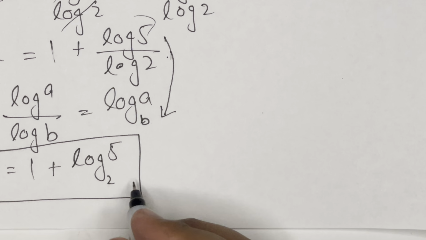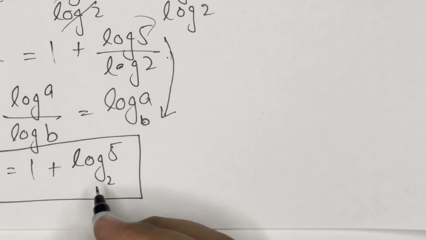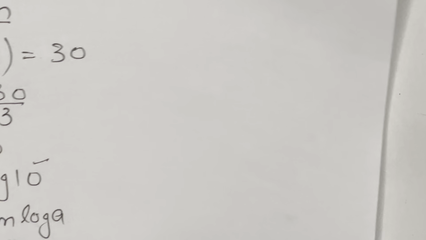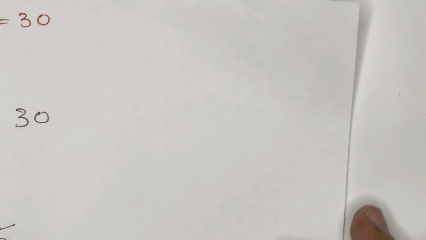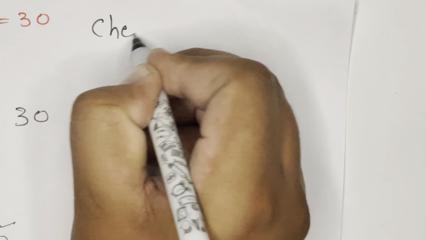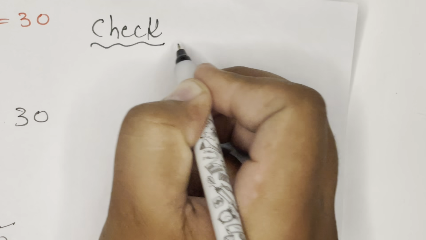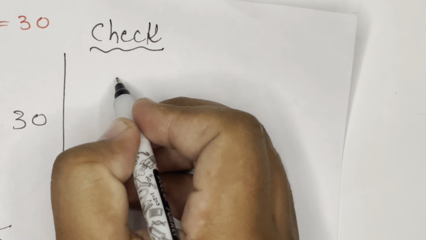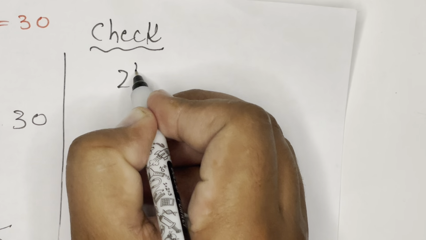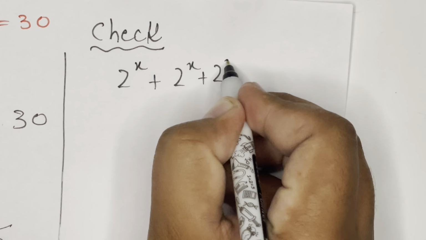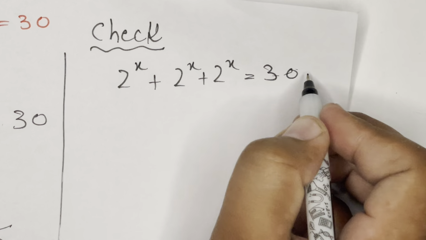Now I am going to check it. So here is the check. The question is 2 power x plus 2 power x plus 2 power x equal to 30.